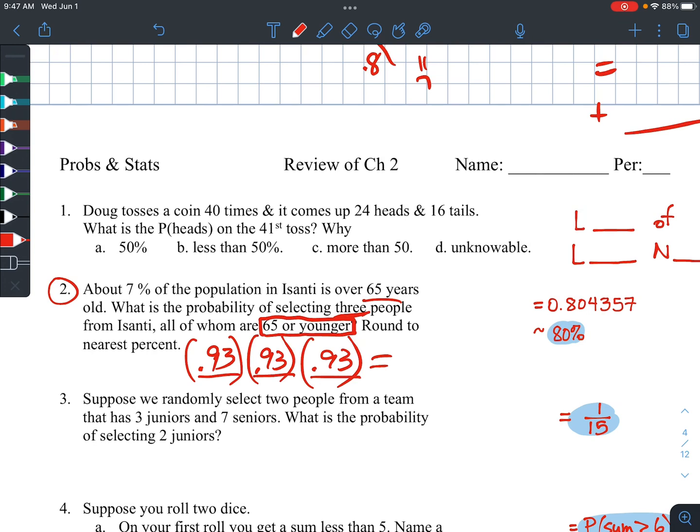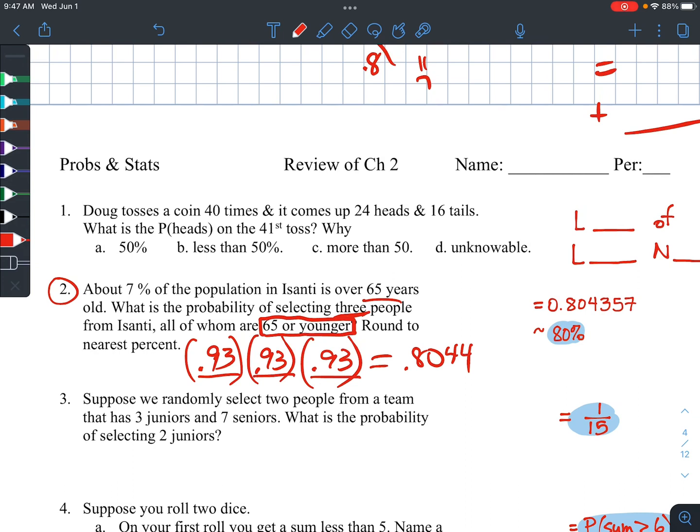So taking 0.93 times 0.93 times 0.93 gives us about 80%. If you wanted to be more precise, it would be 0.8044 if you round it off to the nearest 10,000ths. Okay?